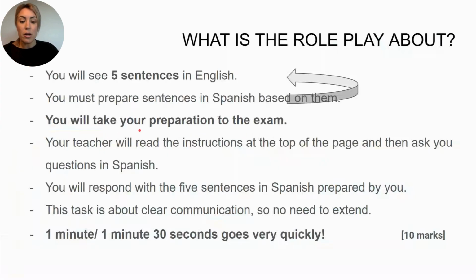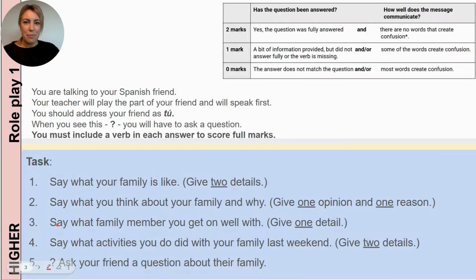So at that time, you need to read your preparation in Spanish, okay? It is usually 1 minute, 1 minute and 30 seconds. It goes very quickly, but it is 20% of your mark. So let's go. Vamos a practicar.